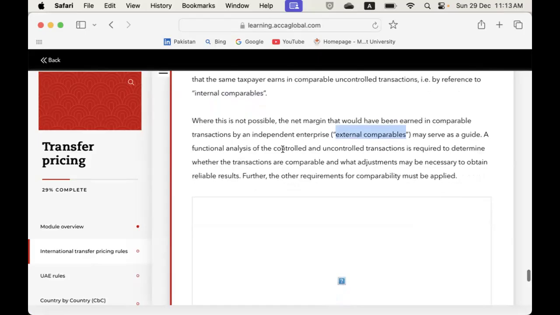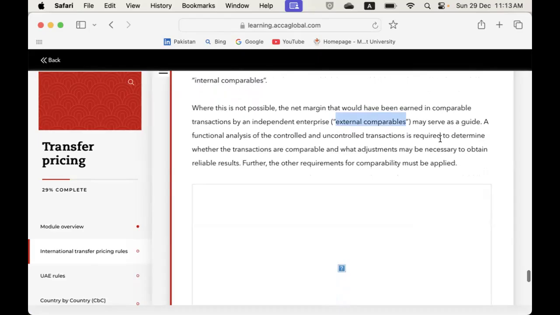A functional analysis of the controlled and uncontrolled transactions is required to determine whether the transactions are comparable and what adjustment may be required. So functional analysis is a broad area whereby we look at what exactly are the actions being taken or responsibilities being assumed by a particular associated enterprise. Functional is one of the three main criteria. If you remember in our previous discussions, I have used a word called FAR analysis.